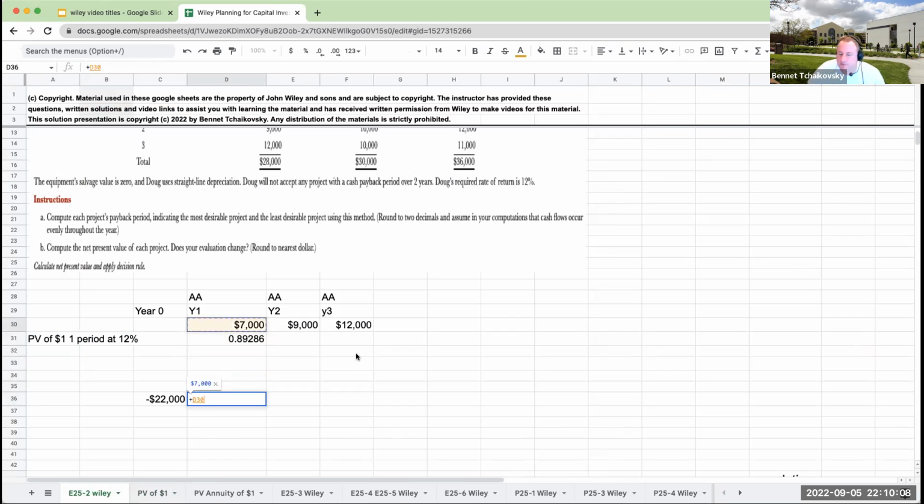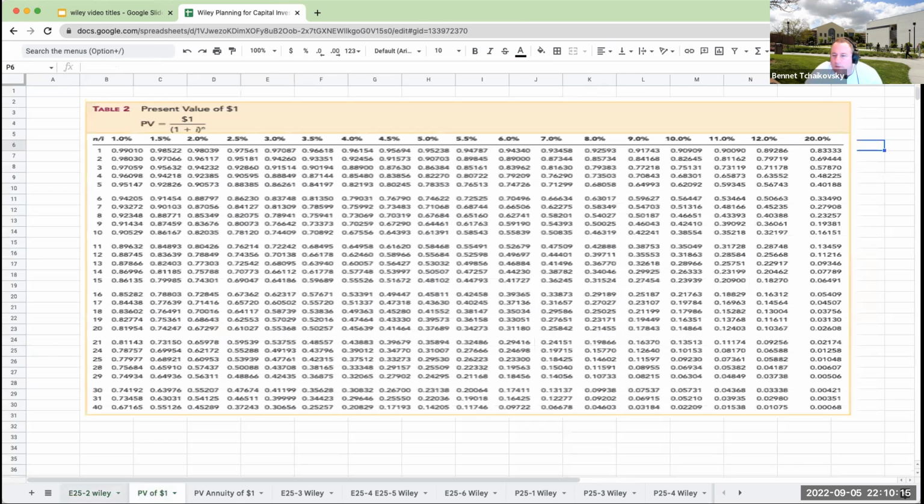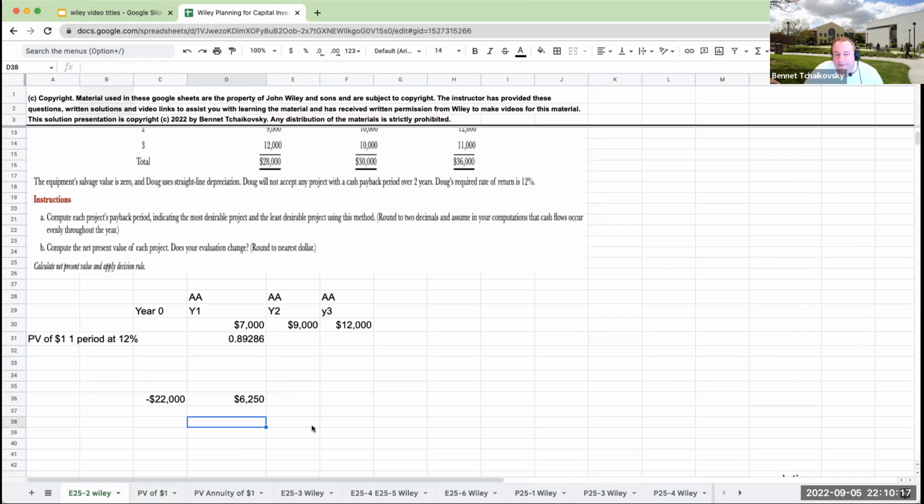When I multiply 7,000 by 0.89286, this gives me 6,000. Did I do that right? 0.89286. Sure. This is going to give me 6,250 in today's dollars, right? So that means I can now compare it to this.